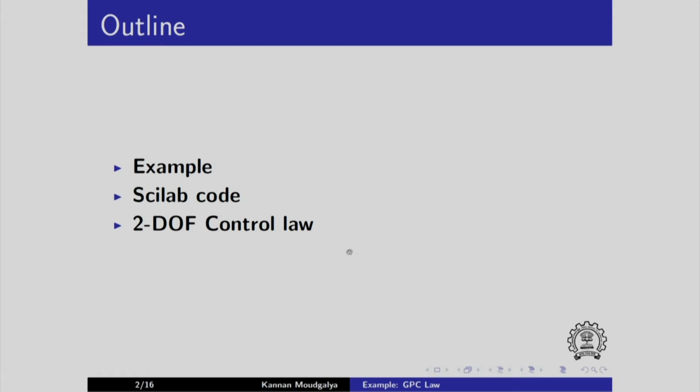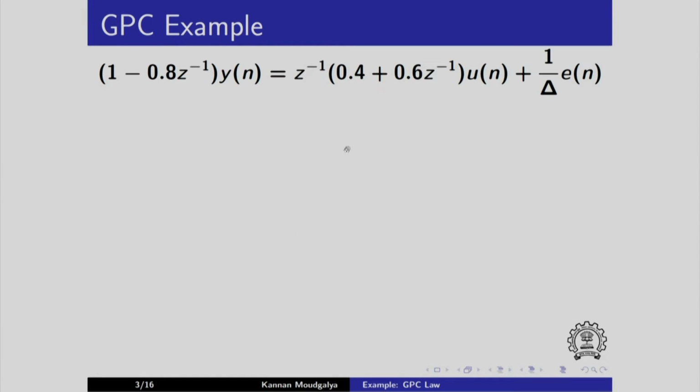Welcome to this lecture in which we will present an example on GPC law. We will present an example, present Scilab code, and we will show how the control law can be represented through 2DOF. Here is the example that we already studied. This is taken from Camacho's book. The reference is given in the textbook.